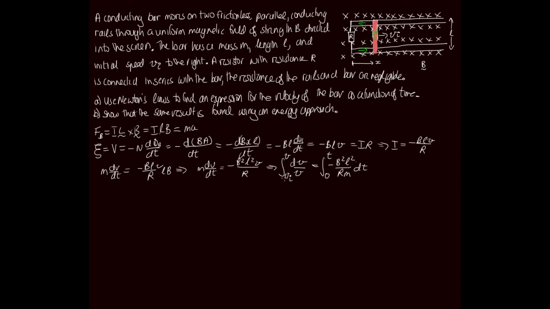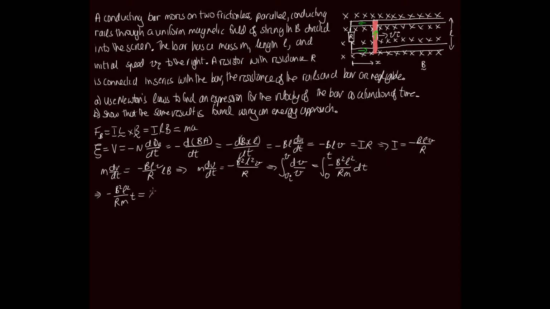So integrating this, then, on the right-hand side, this will just be B squared L squared on Rm times t, and the 0 will just be 0. So this will be minus B squared L squared over Rm t. And when we integrate dv on v, we're going to get log v.